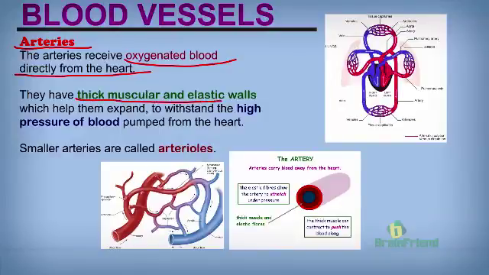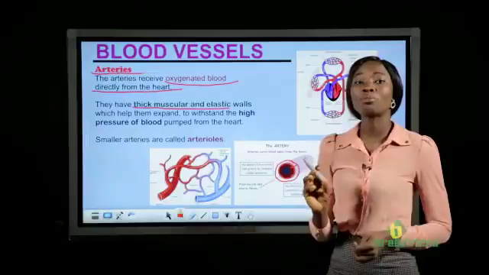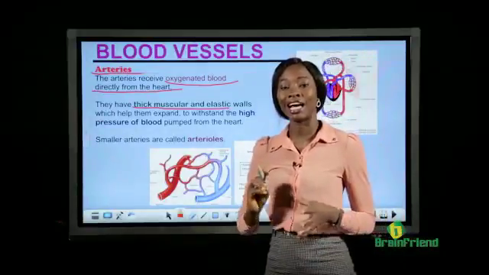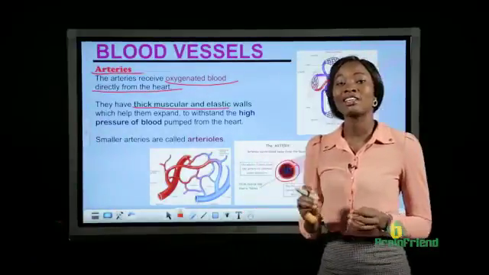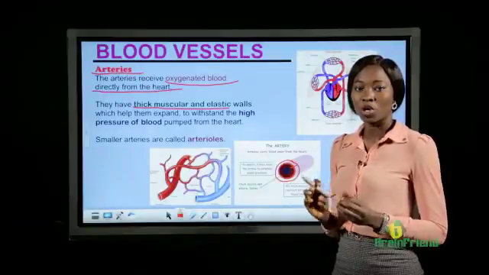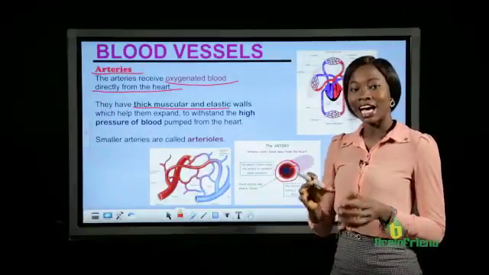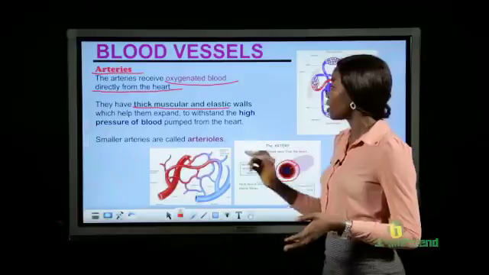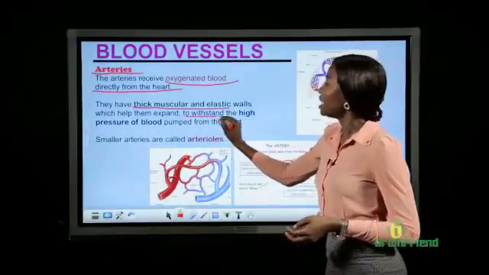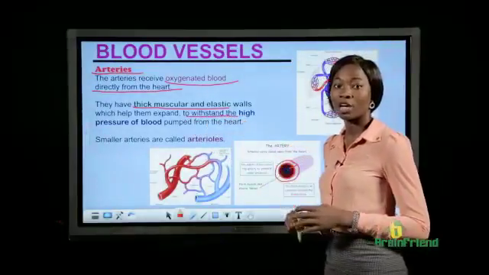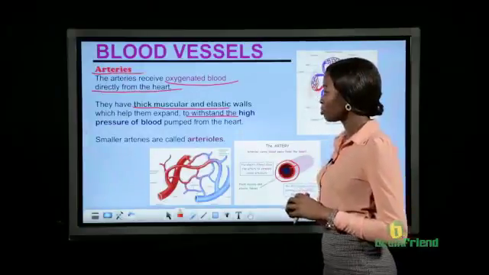To see the walls of an artery, it is thick, very thick. This is because the blood that the heart pumps out comes out at very high pressure. So the walls of arteries are thick and elastic in order to expand and withstand the high pressure of blood that comes out from the heart.